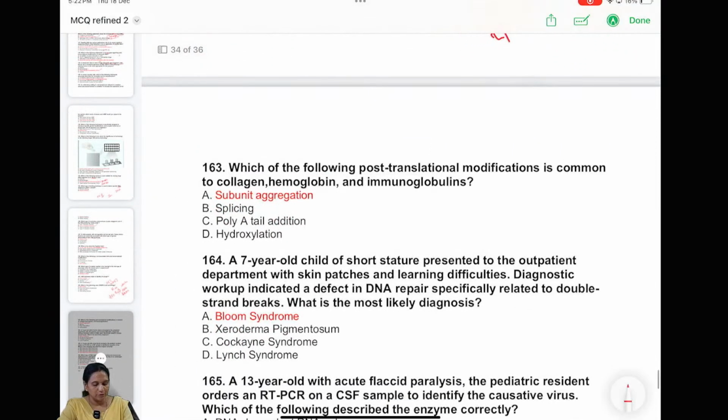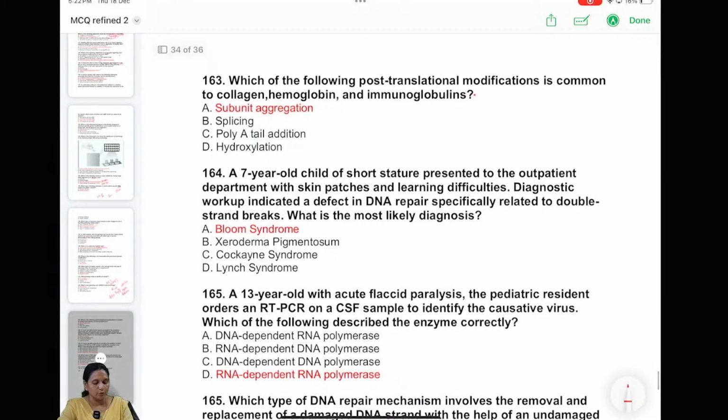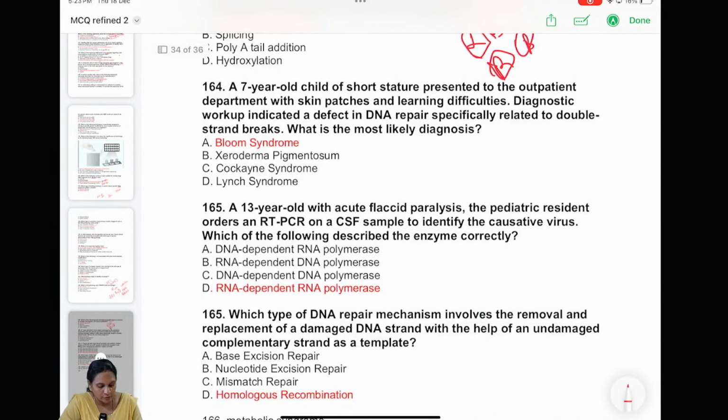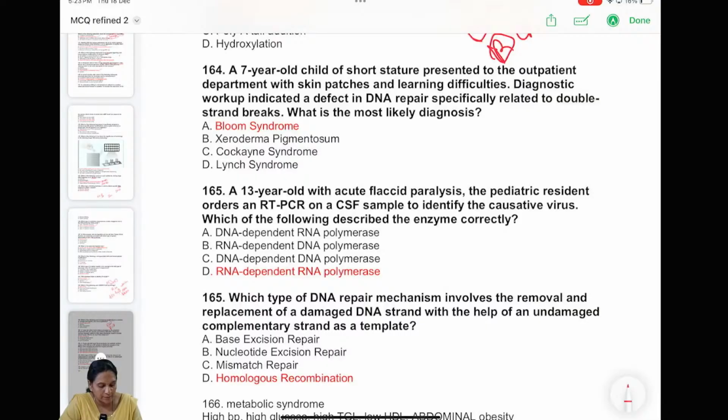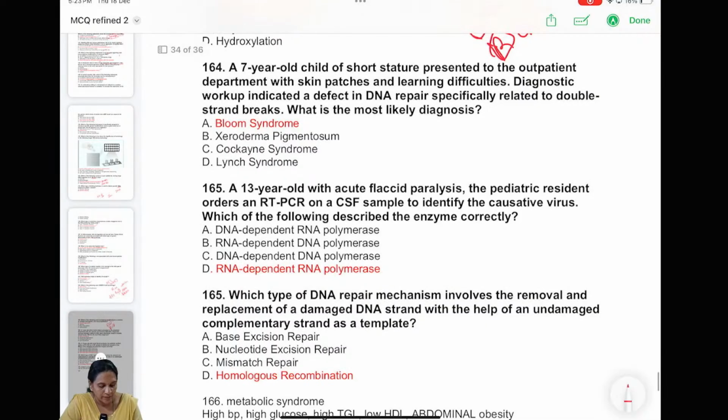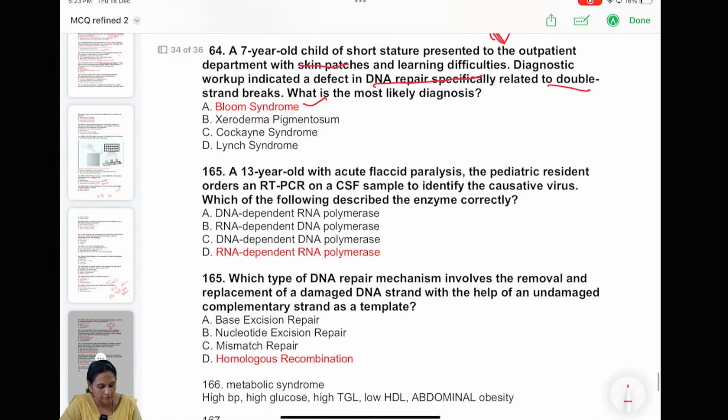Which of the following post-translational modifications is common to collagen, hemoglobin and immunoglobulin? Subunit aggregation, that is alpha, beta, two alpha, two beta. So subunit aggregation is the type of modification here. A 7-year-old child of short stature presented to the outpatient department with skin patches and learning difficulties. Diagnostic workup shows defective DNA repair due to double stranded breaks. What is it? Bloom syndrome. Okay? If skin patches are there with learning difficulties, it is Bloom syndrome.